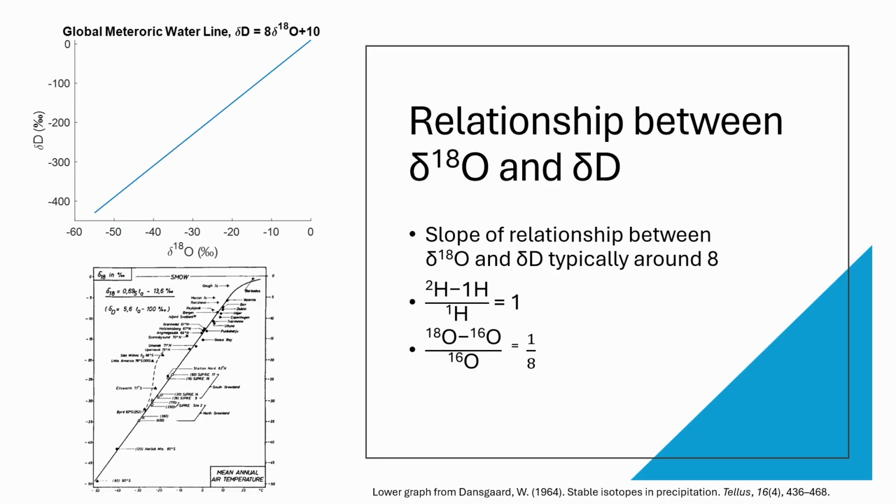Because of this, we see a slope in the relationship between these two species at around 8. This is called the global meteoric waterline. There is a y-intercept value of around 10. So here I have it theoretically, and here I have a figure from a paper from Willi Dansgaard back in the 60s showing one of the first, possibly the first, experimental data-driven depictions of this global meteoric waterline.